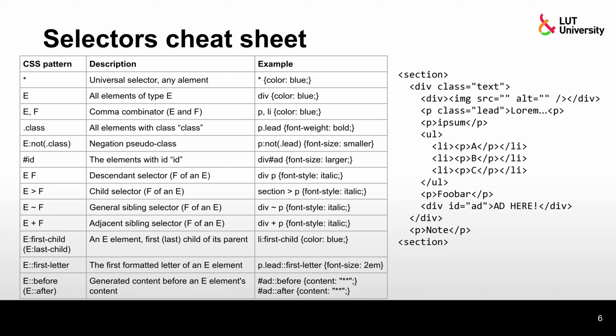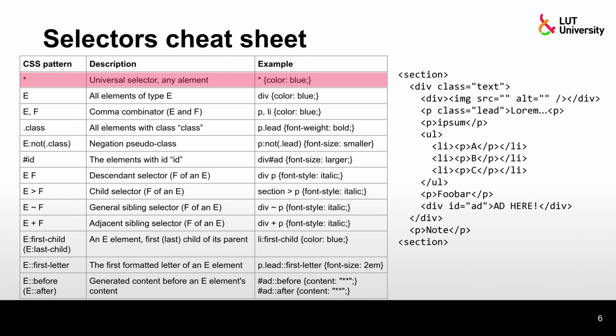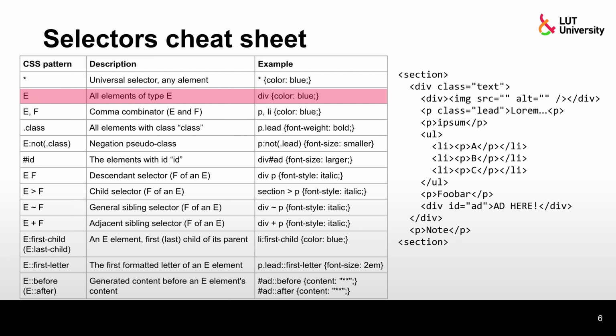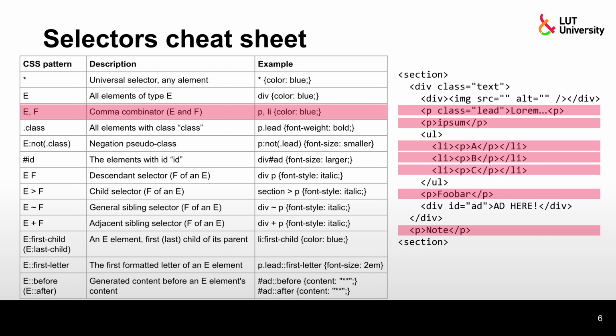So here is a selector cheat sheet. We have this asterisk. It's a universal selector. It selects all the elements. So this asterisk color blue modifies all the elements to have the color blue, the text font. And then we have this pattern E, all elements of type E. For example, div color blue, meaning that all the divs have text colored blue. E, comma, F, the comma combinator, E and F. So we are setting this definition for all the elements that are listed with comma.